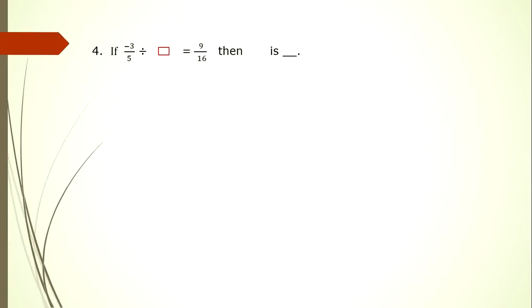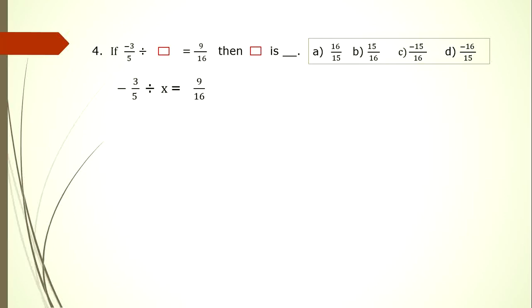If minus 3/5 divided by, see, there is an empty box which is a variable that we need to find out. We can take it as x. So here it says minus 3/5 divided by x is equal to 9/16. Then we need to find the value of x, and the options are given for us. Let us work out. Now we have taken the box as x. So again let me repeat the question. Minus 3/5 divided by x is equal to 9/16.